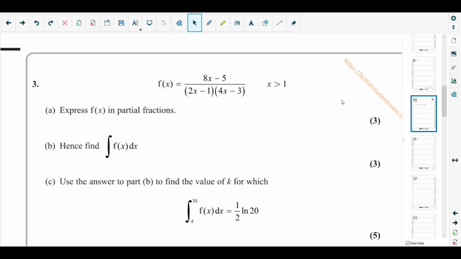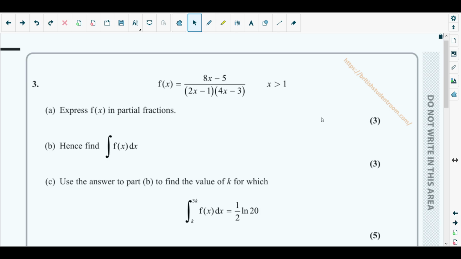In question number 3, if I give a short review, this is a question from integration. To be more specific, it relates to concepts of integration by partial fraction. The concepts behind this question are discussed in chapter number 6 of your P4 book.